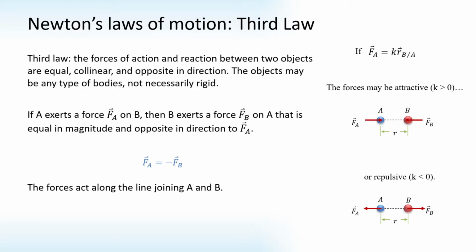The third law says that the forces of action and reaction between two objects are equal, collinear, and opposite in direction. Otherwise said, if A exerts a force on B, then B exerts an equal and opposite force on A. Moreover, the forces act along the line joining A and B, and these forces may be attractive or repulsive.